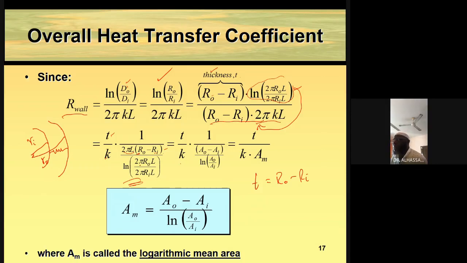So the same thing applies to this 2 pi L, 2 pi RO L. So again, like this, okay? Now, again, the whole of this equals T divided by K. Then we represent the whole of this by AM. What is this AM? AM is the log mean area. A is called the log mean area, and it is defined by this function.